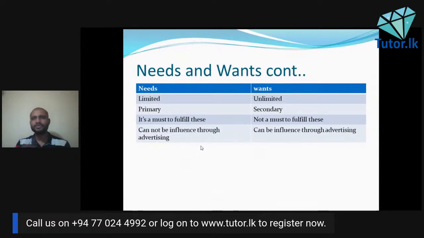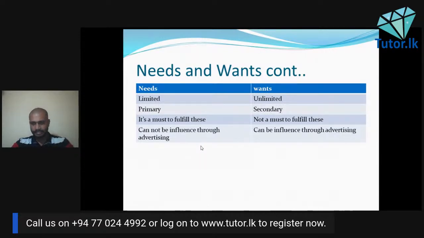There are only very few needs for an individual to survive, and those have to be there. Those must be fulfilled if you want to live. So that is the primary objective of any person. That's why it should be a primary thing to achieve. You should obtain the needs, and it cannot be influenced through advertising.